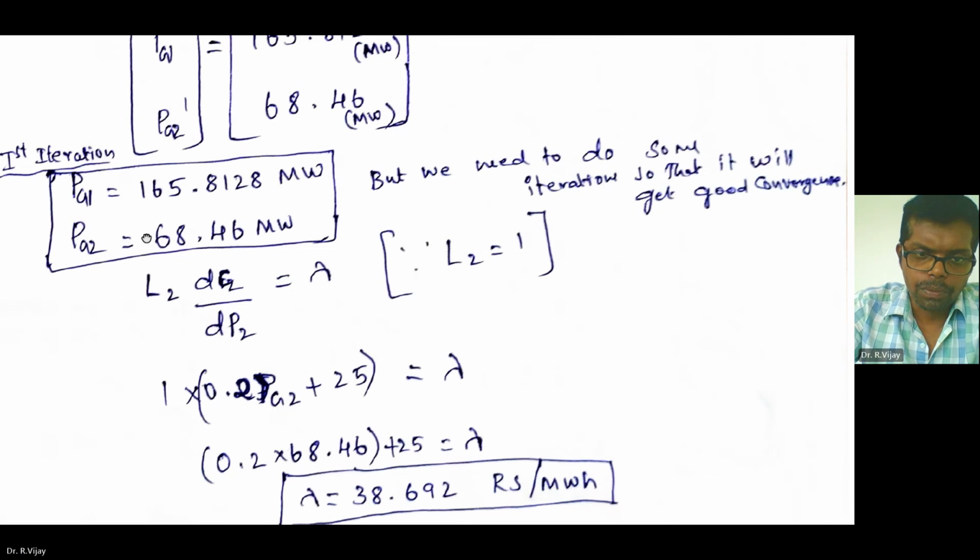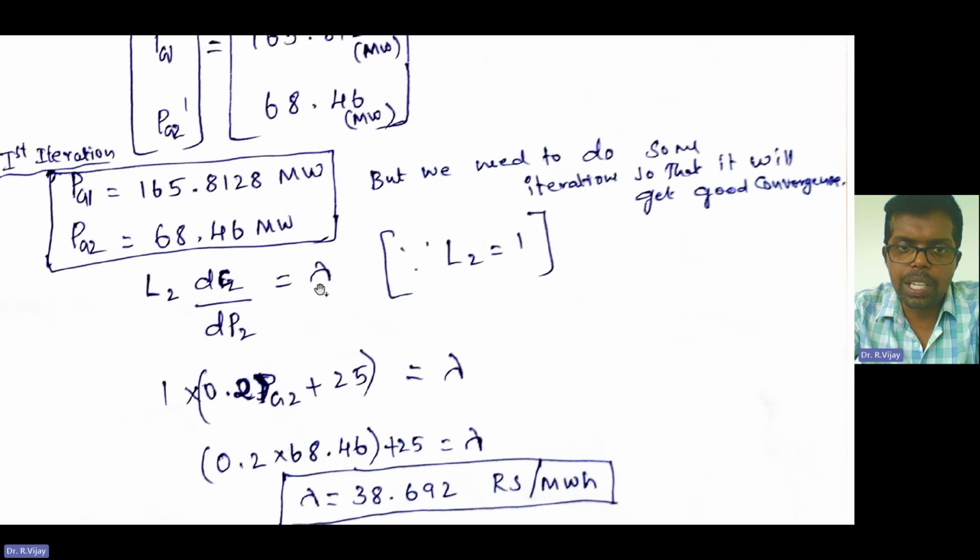Now, we need to calculate lambda. We need to calculate lambda also because lambda is not given in the problem. How to calculate lambda? L2 into DC2 divided by dP2 is equal to lambda. That we have already seen. Where L2 is 1, we already calculated. Just substitute DC2 divided by dP2 here.